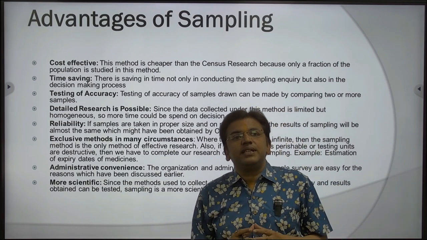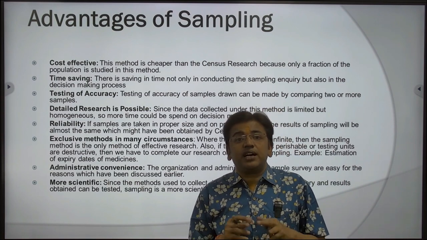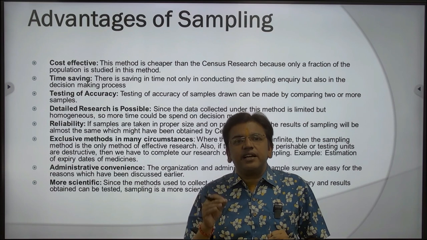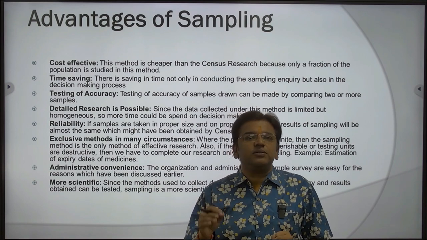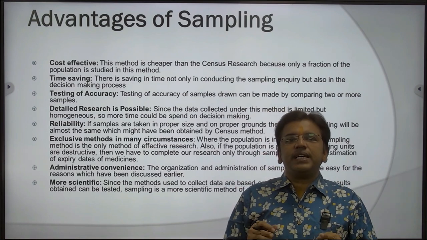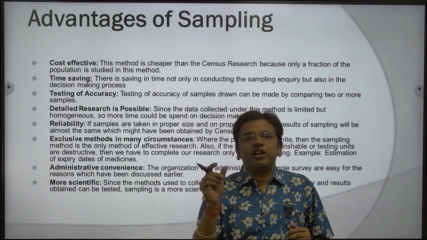Here, what we used to do is this: when the government of India conducts a census, the data of each and every individual citizen is counted. But when we take a sample, we say that out of this many people, we are going to take 5%.